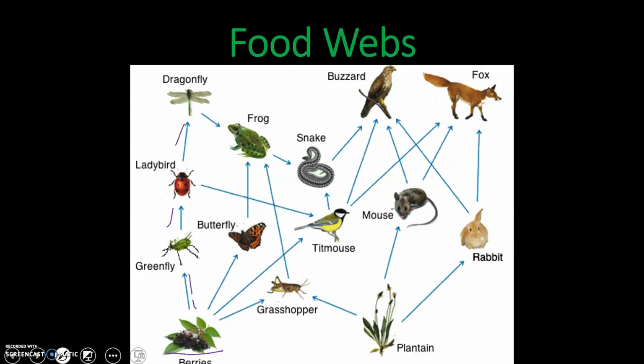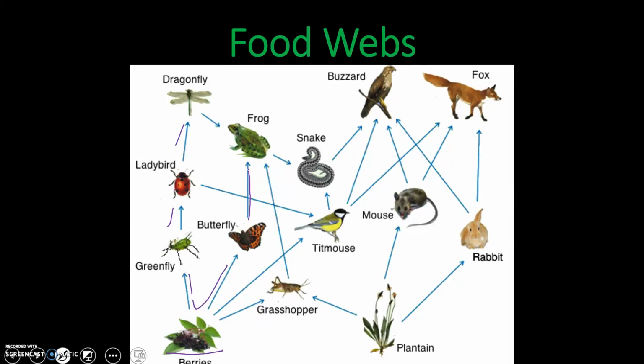Now, the food web could also show multiple pathways. The berries could go to a butterfly. It could go to a frog. And as you can see, there's different pathways that the energy could travel. So what's the main difference between a food web and a food chain?